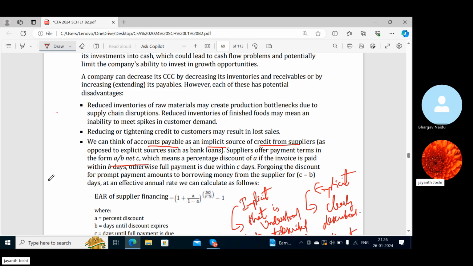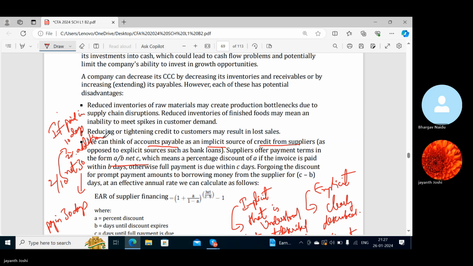Suppliers offer payment terms in the form A by B net C. Let's say 2 by 10 net 30. What is the meaning of 2 by 10 net 30? You can make the payment in 30 days. But if you make the payment in 10 days, you will get 2% additional discount.